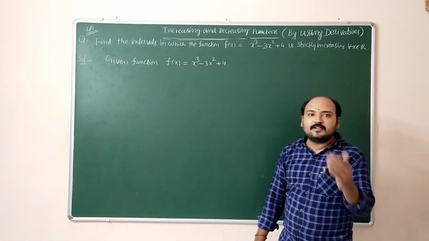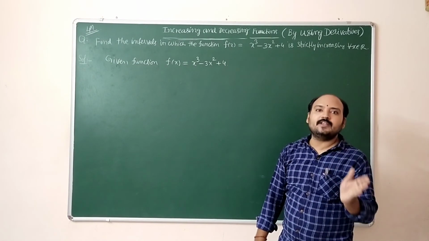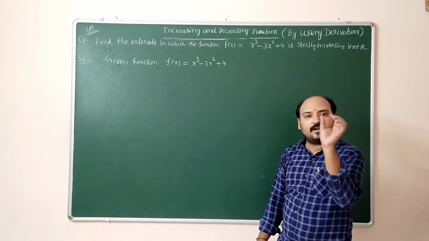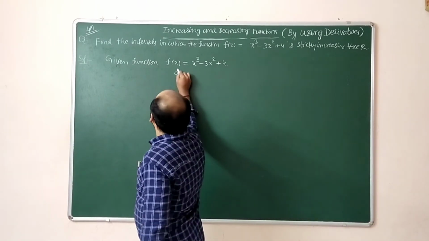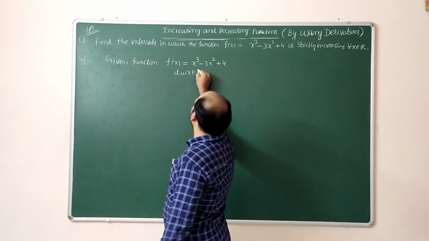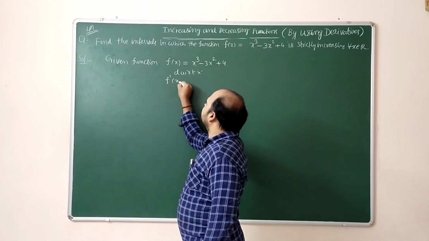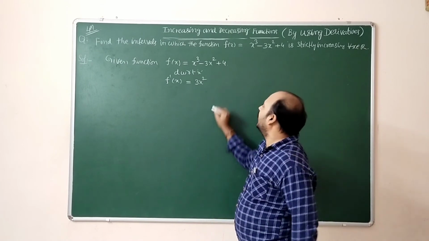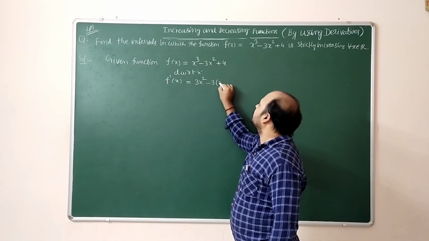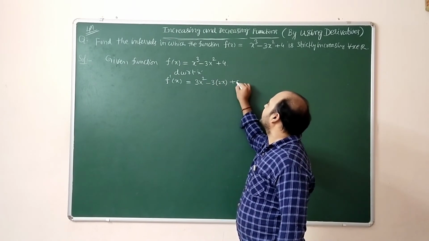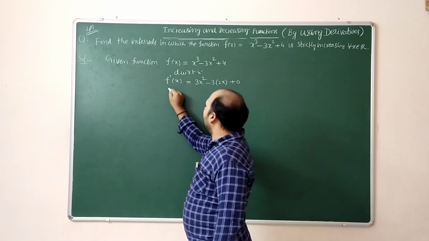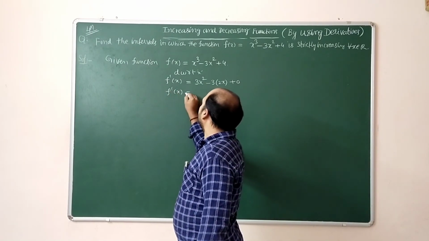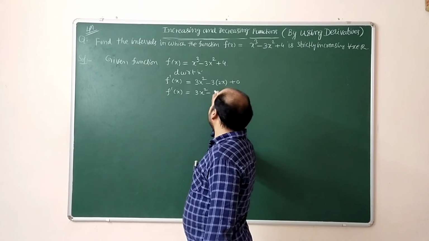To find the intervals where it is increasing or decreasing, we need to calculate the derivative. So differentiate the given function with respect to x. f dash of x is equal to 3x squared, since the x cube derivative is 3x squared, minus 3 into the x squared derivative, which is 2x, and the constant derivative is 0. So f dash of x is equal to 3x squared minus 6x.